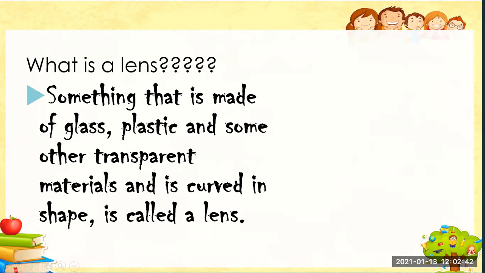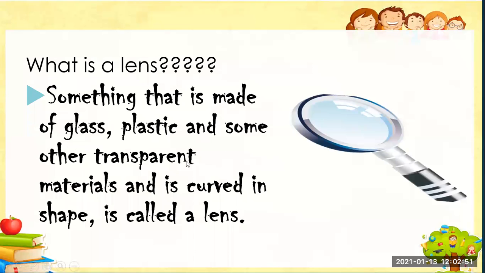Another thing we should know about the lens is that it should be curved in shape. So let's have an example over here. Here is an example of a magnifying glass. If you have ever seen a magnifying glass, you must have noticed that it is made up of glass plus it is curved. So a lens can be something which is made of glass, plastic or some other transparent material, plus that must be curved. If that is not curved, that is not a lens, that is simple glass or plastic. But if the surface is curved either outward or inward, it means that it is a lens.